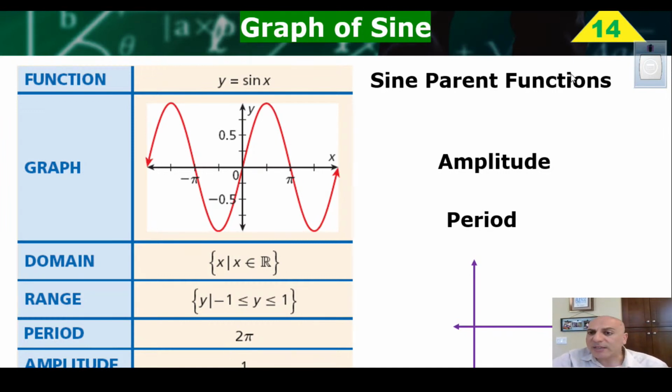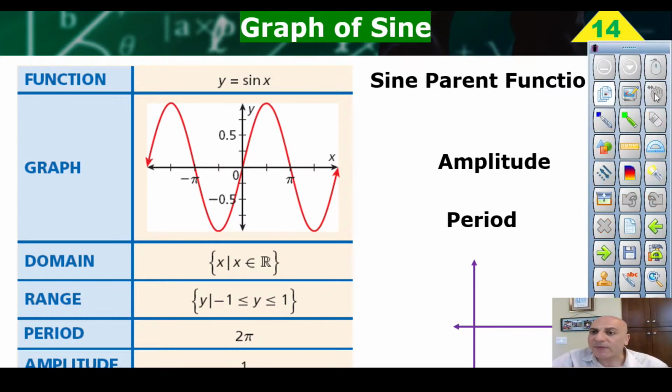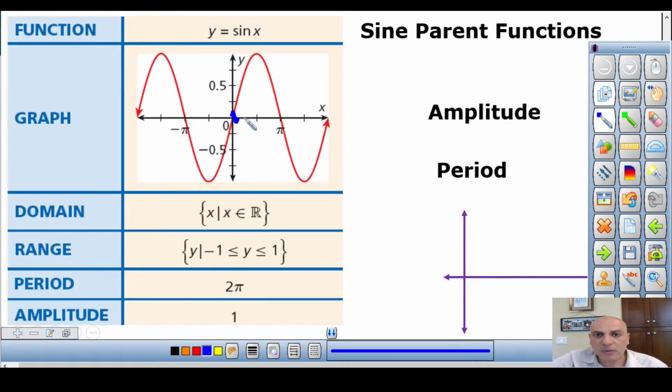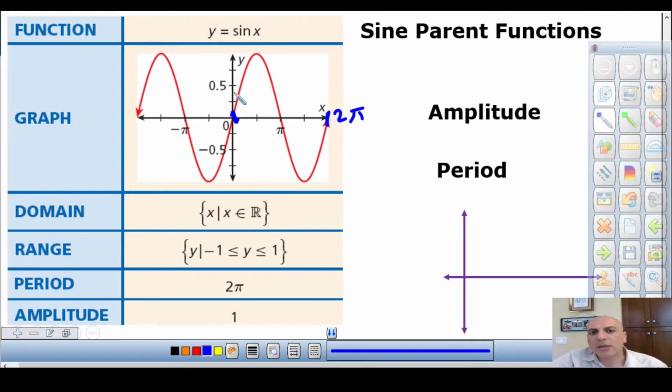The period. Once again, the period is how long does it take to start and finish that cycle. So the cycle, or the wave that I have here, if you looked closely at the wave, goes from 0 all the way to 2 pi. See that? It's going to take all the way to 2 pi to finish the cycle, to finish the wave. From here to there is 2 pi. That's the period. So for the sine parent, the period is 2 pi.